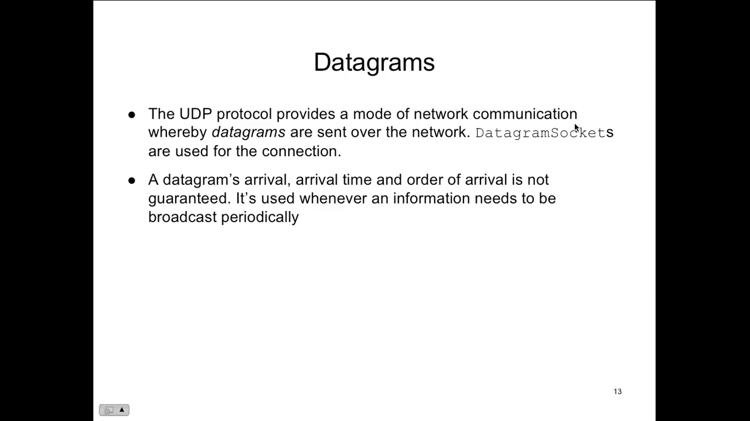The protocol provides a mode for network communication whereby datagrams are sent over the network. The datagram socket is the abstraction used for that. Datagrams arrive. They have an arrival time. They have an order, which is not guaranteed. And it's used whenever information needs to be broadcast periodically when we don't have a constant connection. So a server would broadcast a message out to everybody. And then the clients that were available would pick it up and say, hey, look, here we are.